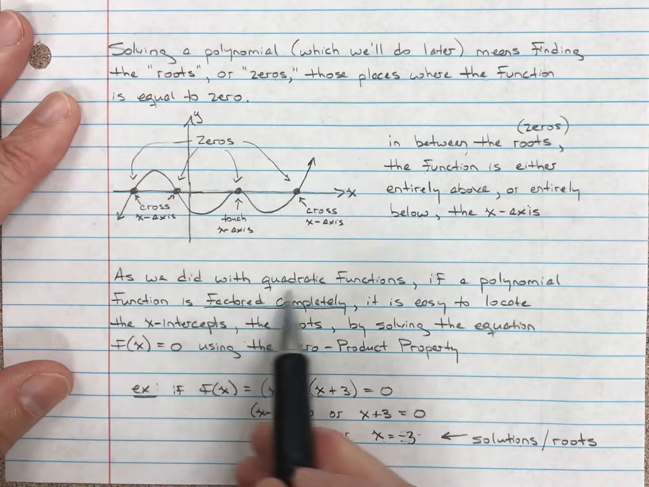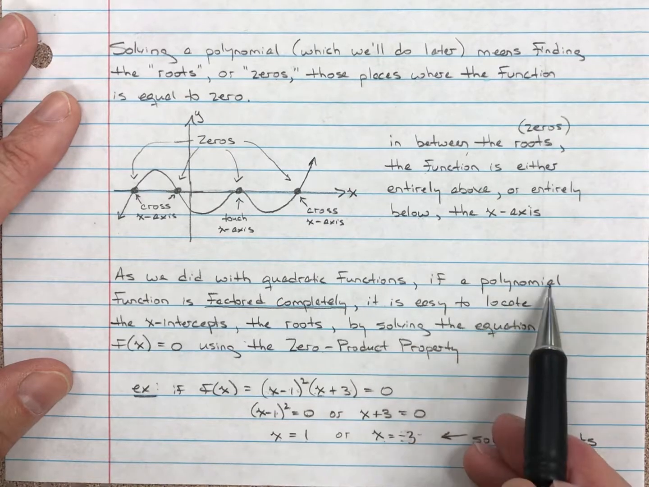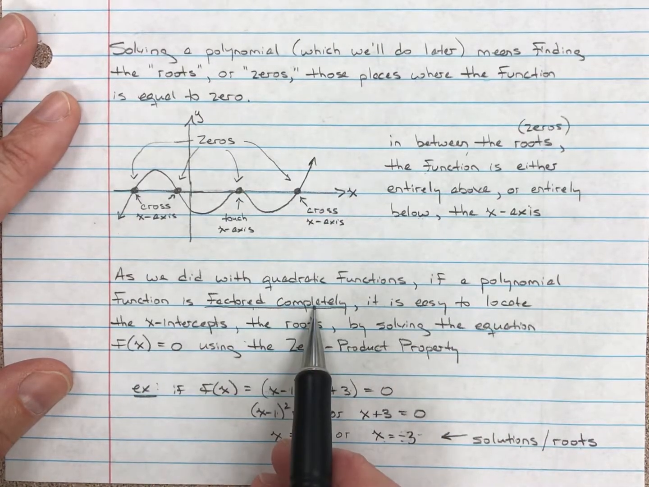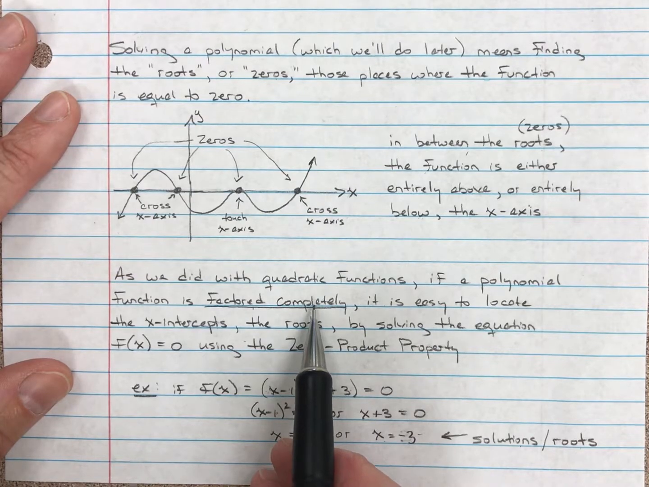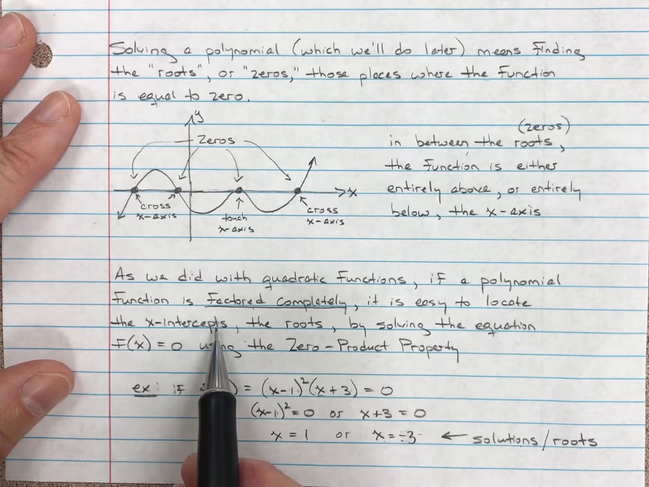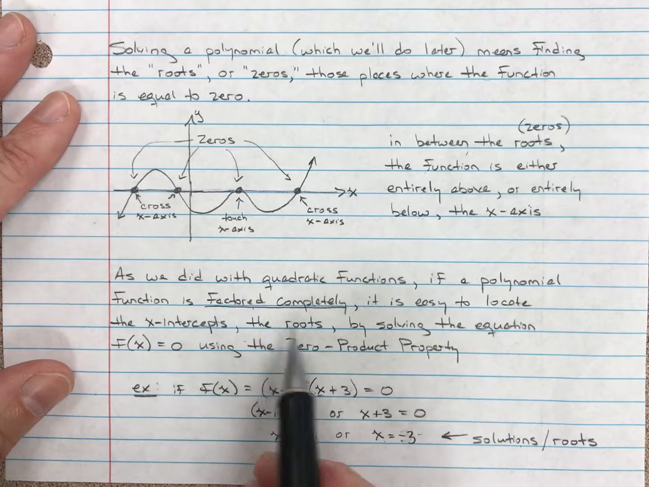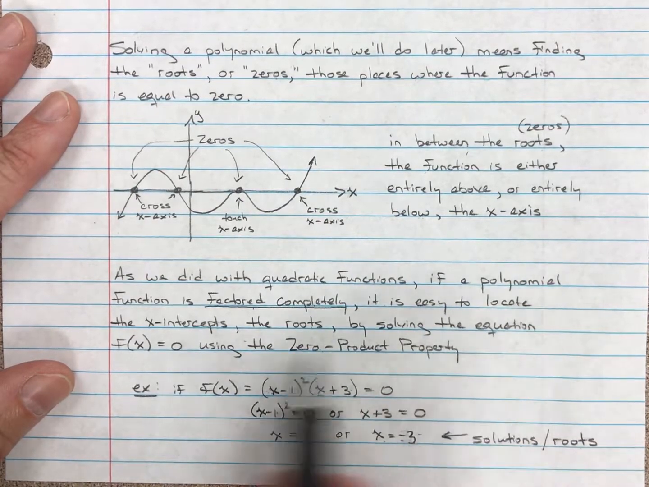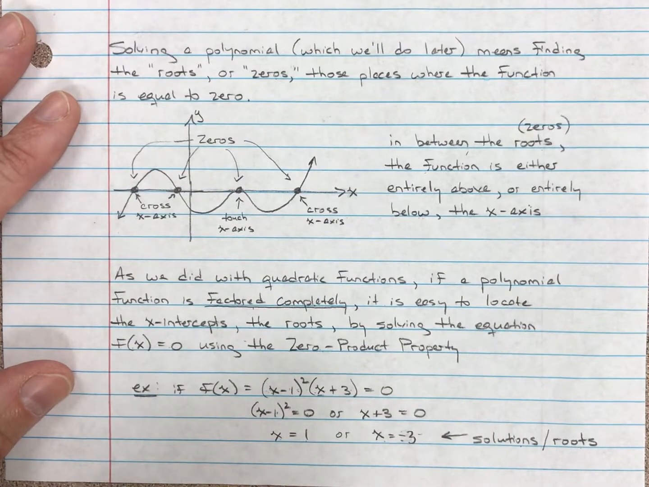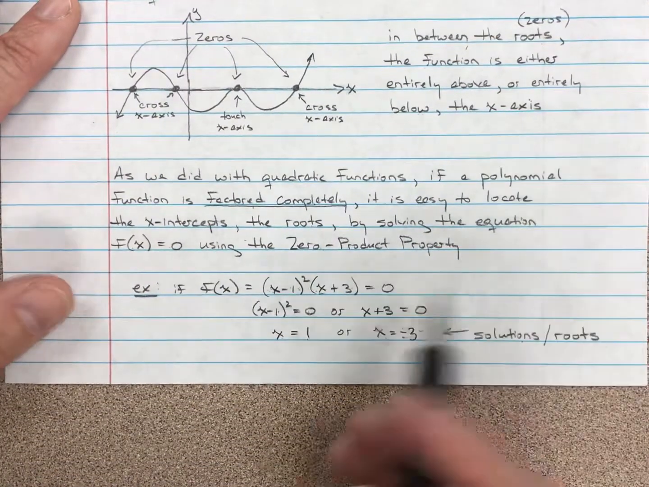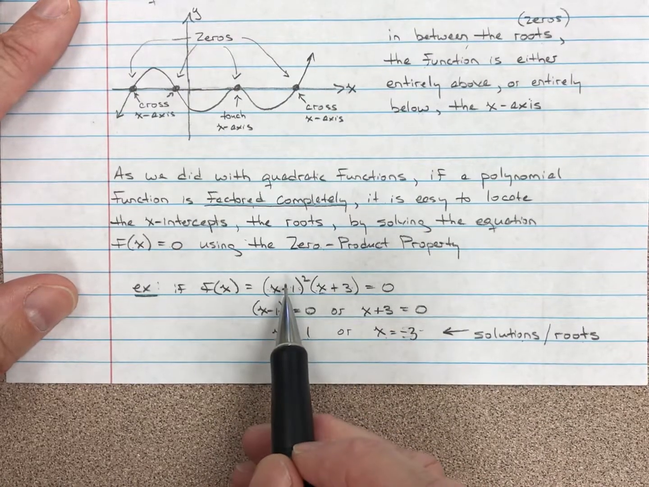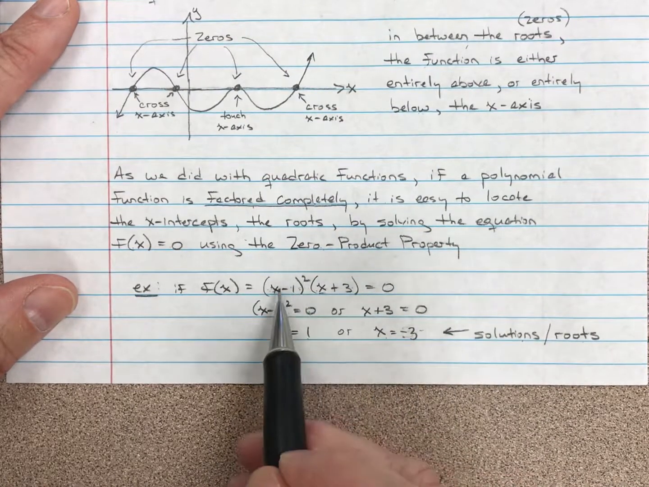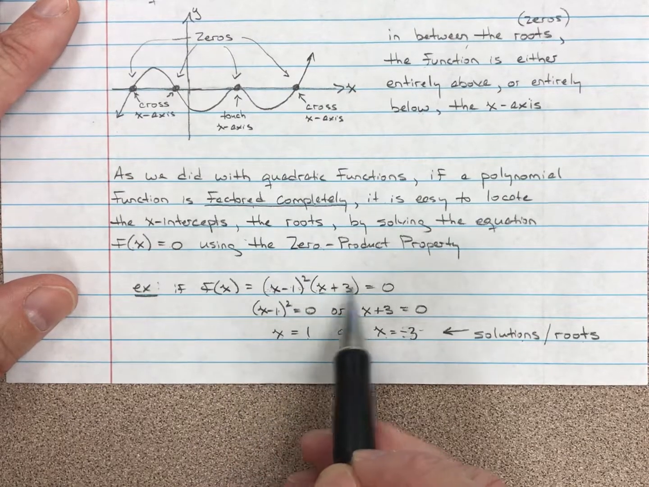Okay, as we did with quadratic functions, if a polynomial function is factored completely, if we've written it as a product of expressions, it is easy to locate the x-intercepts, the roots, the zeros, by using the zero product property, by solving the equation f of x equals 0. Okay, so here's an example. This is a polynomial that's already been factored. So it's this factor times this factor.